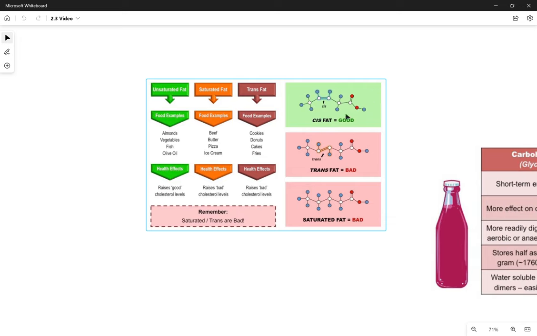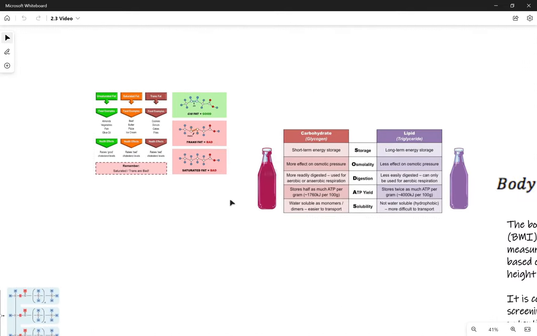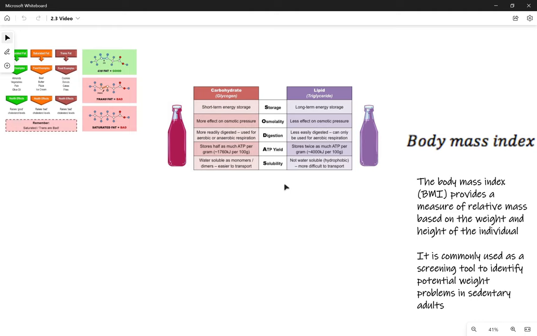whereas these are straight, and that means that they can build up inside of arteries more easily by piling up against the wall, whereas the bent ones are less likely to get stuck, causing blood clots. So different examples of foods with good fats, raising good cholesterol levels. Saturated and trans fats raise bad cholesterol levels, which can lead to heart disease and other problems.